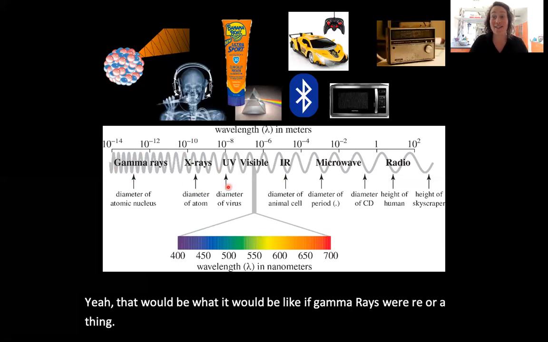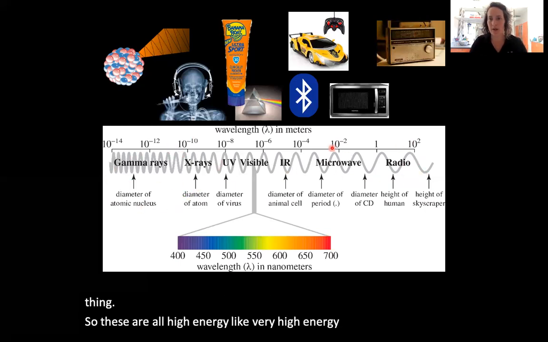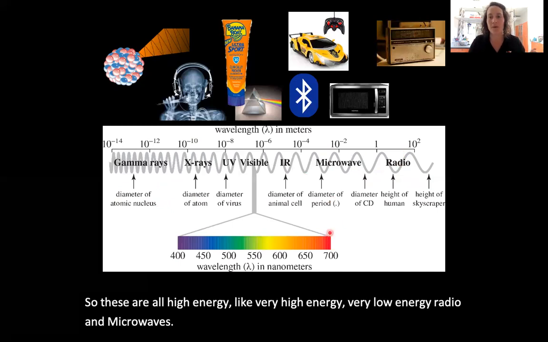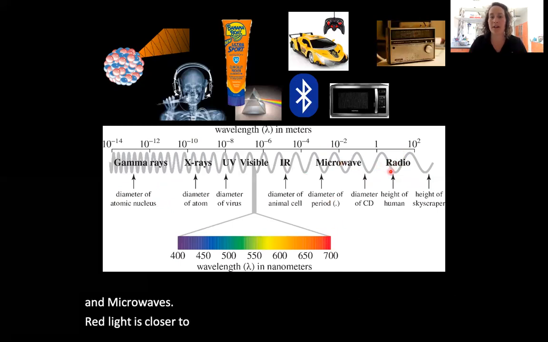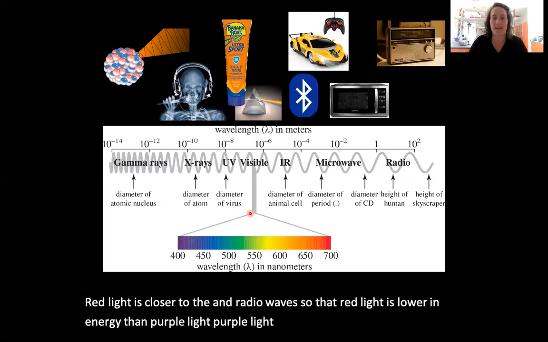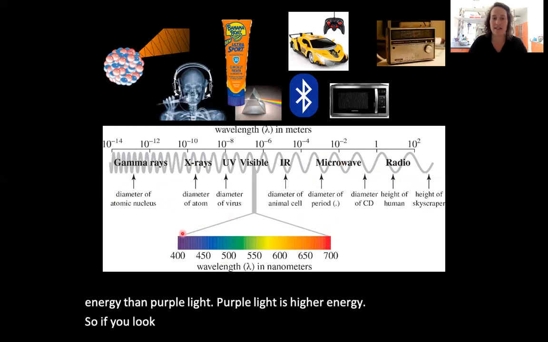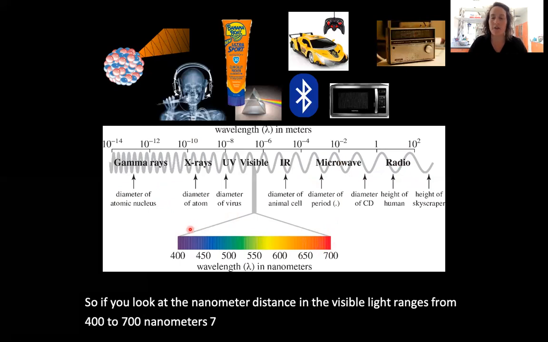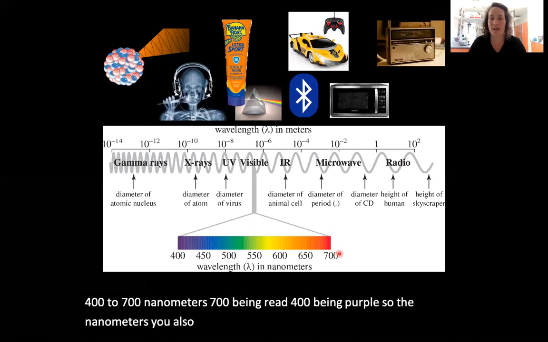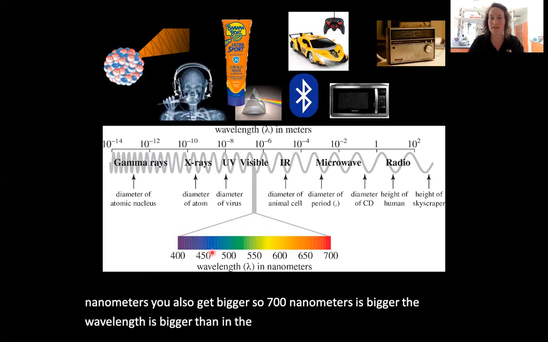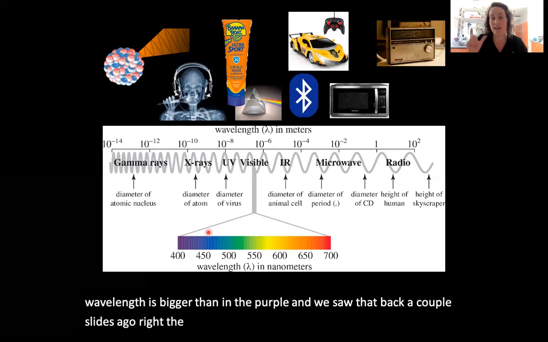So these are all high energy, very high energy, and very low energy, radio and microwaves. So red light is closer to the microwave and radio wave. So that red light is lower in energy than purple light. Okay, purple light is higher energy. So if you look at the nanometer distance, the visible light ranges from 400 to 700 nanometers, 700 being red, 400 being purple. So 700 nanometers is bigger, right? The wavelength is bigger than in the purple. And we saw that back a couple slides ago, right? The wavelength of red was longer than the wavelength for purple.